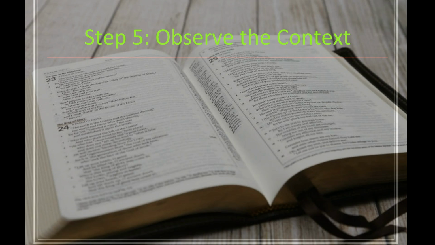Step 5 is to observe the context. The Psalms were most likely written separately and then compiled into one larger book. The Psalms were not simply thrown together, but they were arranged in a particular fashion that allows various Psalms to work together to impact the reader. Psalm 22, for instance, provides an interesting context for Psalm 23.